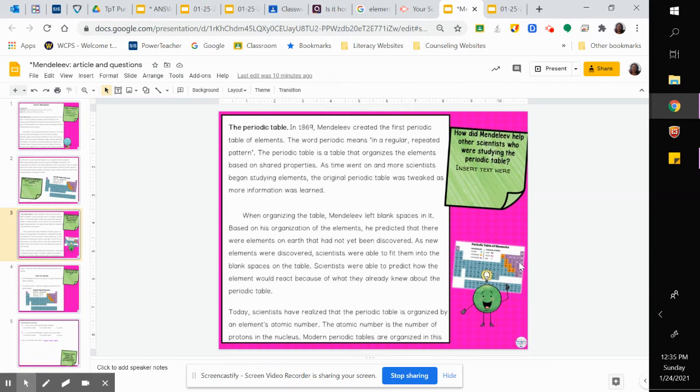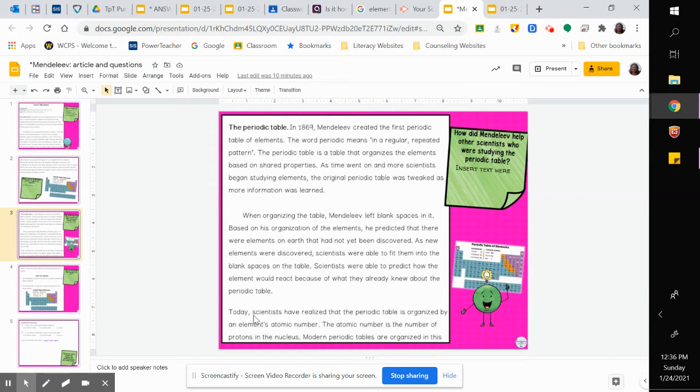Scientists were able to predict how the element would react because of what they already knew about the periodic table. So isn't that interesting? So he could look and see, there's no element in this spot, but I bet you when we do discover it, it will be able to do this, this, and this, right? Because he realized that there was a pattern to them. Today, scientists have realized that the periodic table is organized by an element's atomic number. The atomic number is the number of protons in the nucleus.